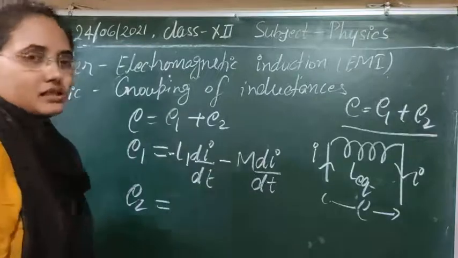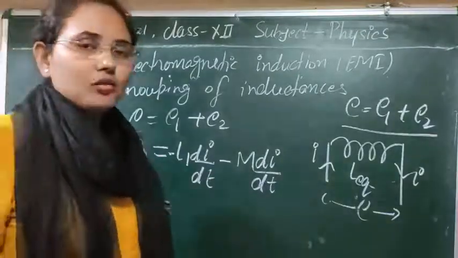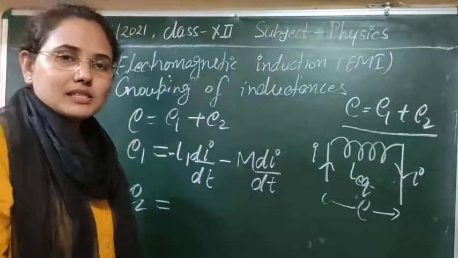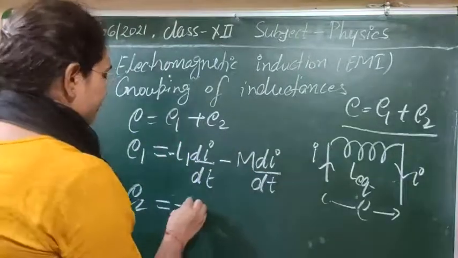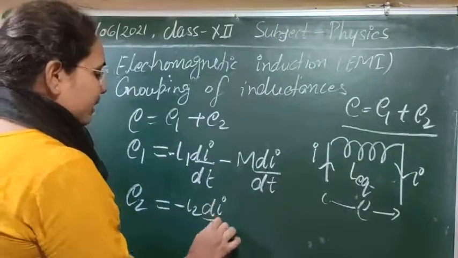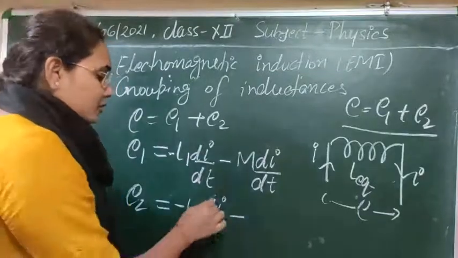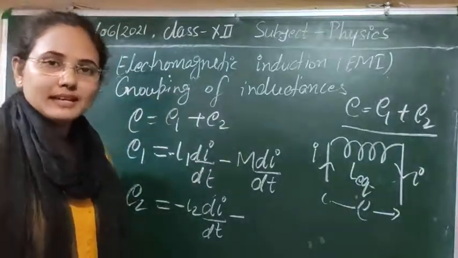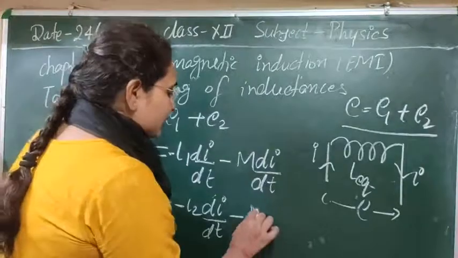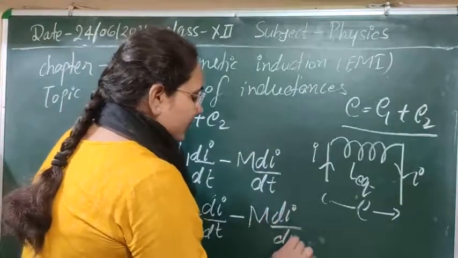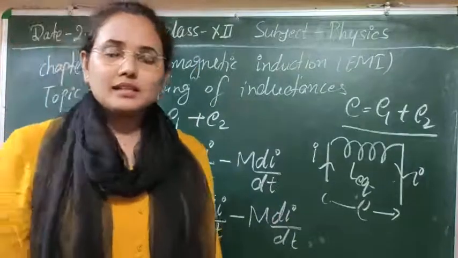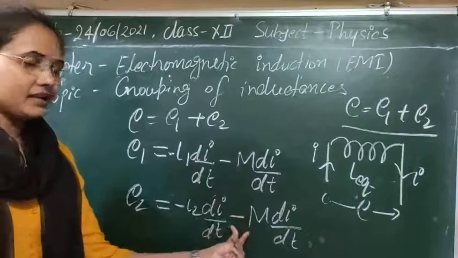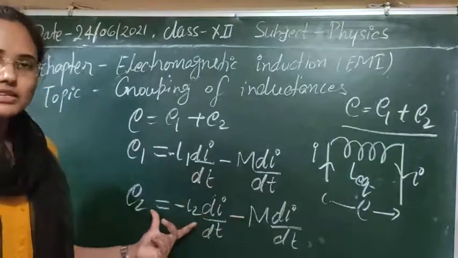Next, E2 means the EMF induced in the second coil. In the same way, if current I is flowing in the second coil, then due to the flow of current I, flux changes there. So we get the L2 property of induction, and we can write the induced EMF as minus L2 di by dt. But that change in current will also induce some mutual induction in the secondary coil, so we get the mutual term here too. And as the mutual induction is in the same direction, we take the same minus sign here. So I think these two equations are now clear.